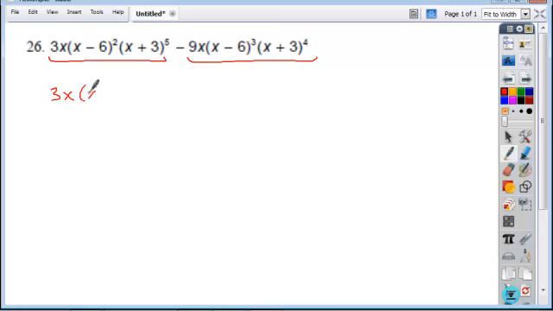Next base, x minus 6. Both groups contain that base as well. Take out the smallest power, between 2 and 3, and that is a 2. And then finally, the x plus 3, also a base common to both groups. Take out the smallest power, between 5 and 4, that is a 4.